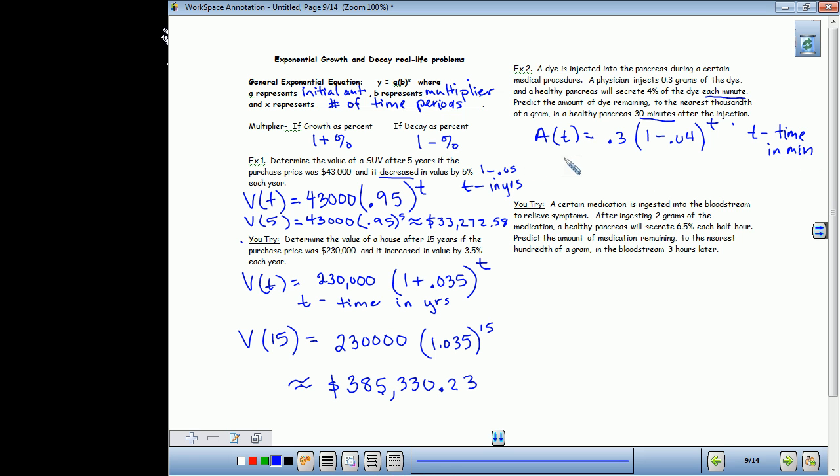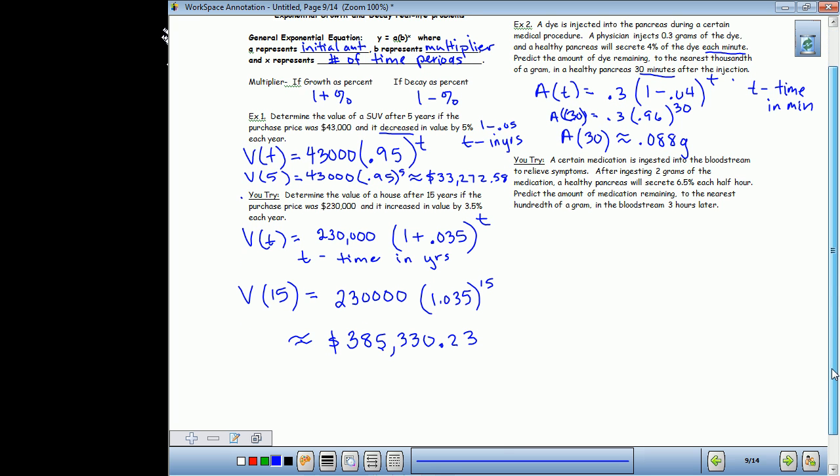Okay, so if I ask you what the decay factor is, you would say it's 0.96, right? And we want to see after 30 minutes, so we plug in the 30 for our time. And so the amount remaining after 30 minutes is approximately, how much dye is left? 0.08. Okay. So if we had significantly more or less than this, that would tell us about how our pancreas is functioning, wouldn't it? Okay. All right. You try the next one, and be careful.